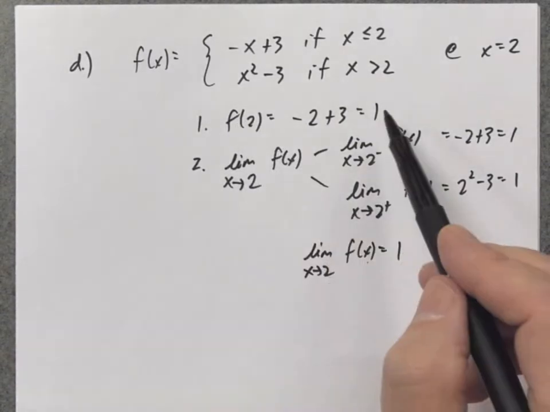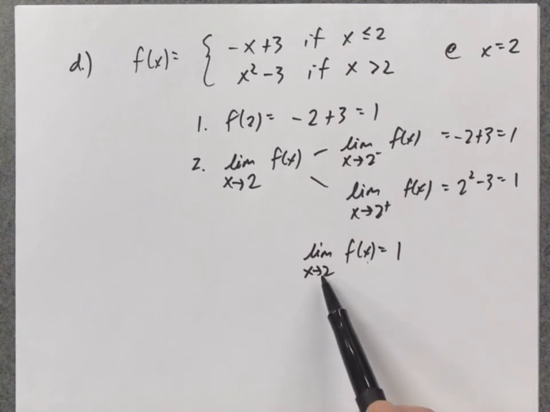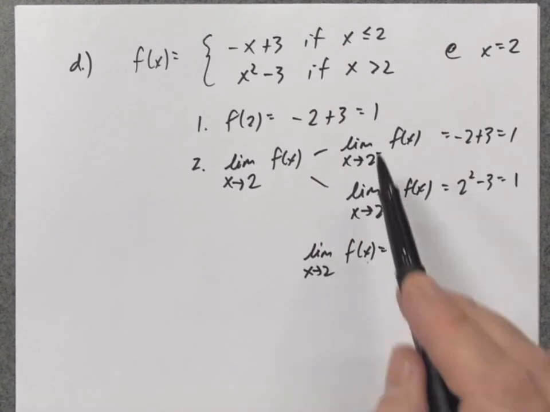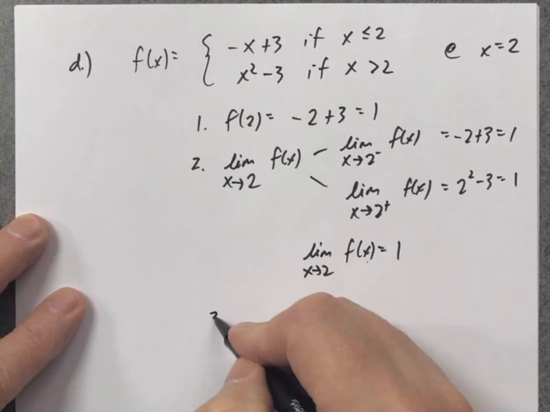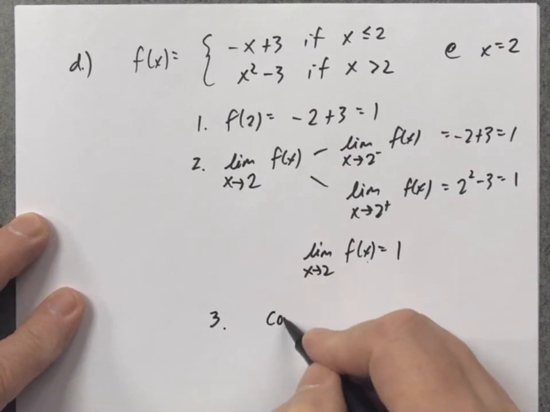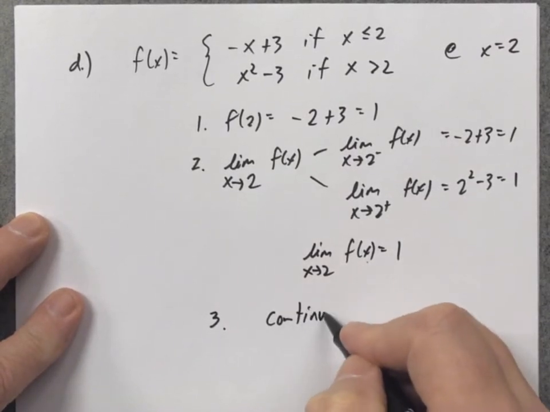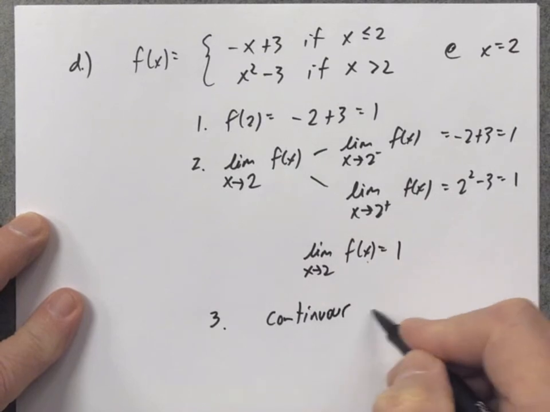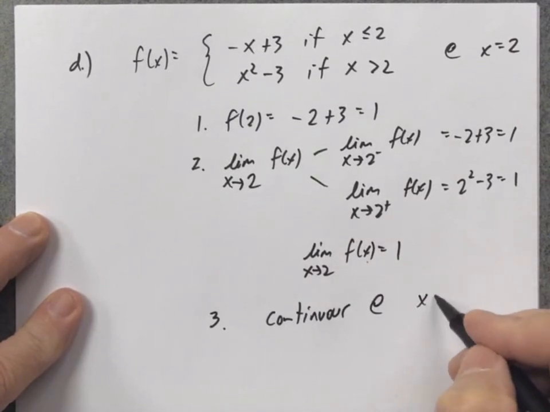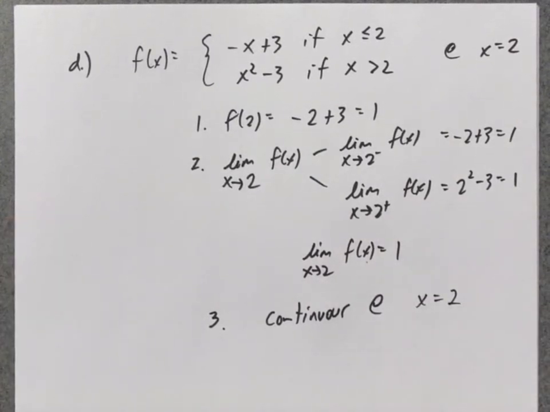So here's my answer. Step 1, f of 2 is 1. Step 2, the limit as x approaches 2 of f of x is 1. Since they're the same, third step, I can just write down the answer. It is continuous at x equals 2. So checking continuity of piecewise functions can be a little bit of work, especially if you're looking at the transition point.